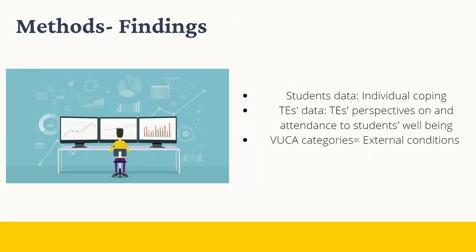Then all the data collected from students was grouped into one category called individual coping. Then the data collected from the teachers was grouped into only one category called teachers' perspective and their attendance to students' well-being. And finally, the four VUCA categories are grouped and associated into only one category named external conditions.